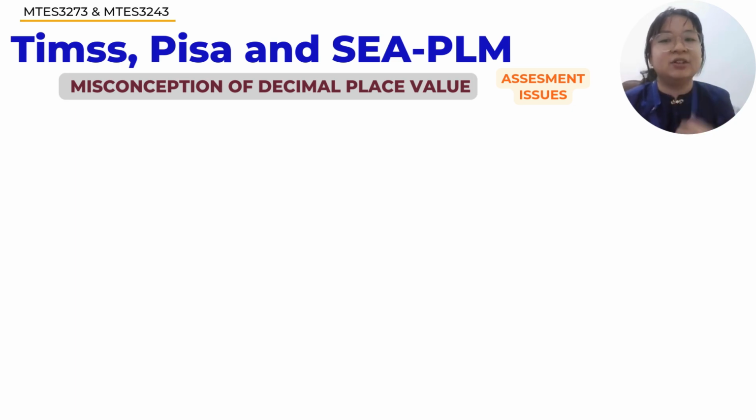Next, PISA adopts a literacy-based approach, focusing on real-life contexts like money and percentage. Although PISA aims to assess reasoning, many students perform poorly when decimals must be interpreted in context. These indicate weak place value understanding, and difficulty applying decimal knowledge to everyday situations.